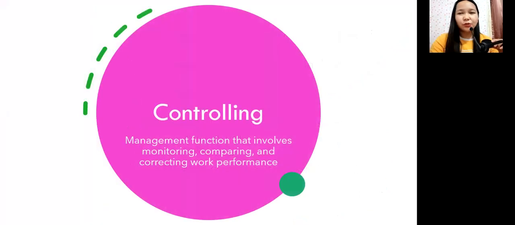Okay, so to start, we will first define what controlling is, right? It is the management function that involves monitoring, comparing, and correcting work performance. We know that planning is really important, but it has a connection with controlling. This is the metaphor or example I always use for students to understand what controlling is. Controlling, guys, is really making sure that your plans are well implemented. So controlling lets you see if all the goals are achieved.